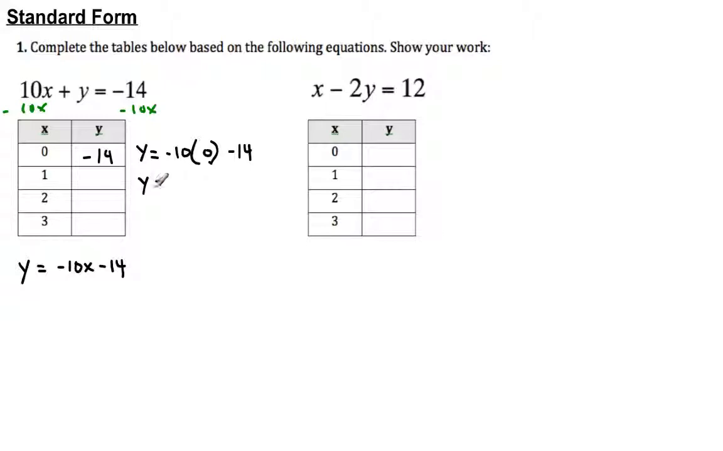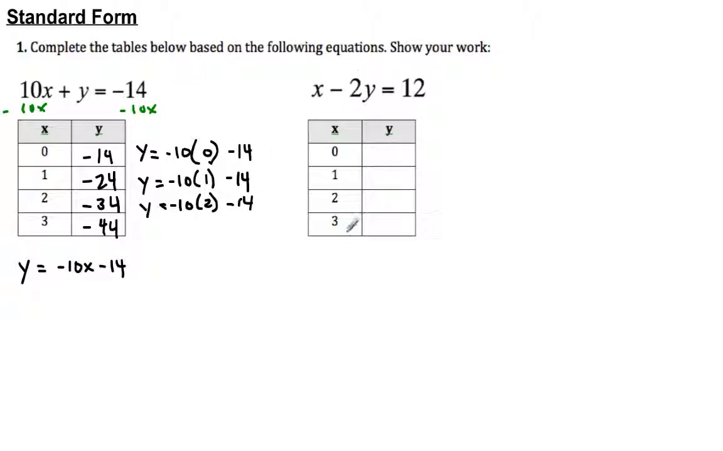Now we want to find y is equal to negative 10 times x is 1, minus 14. So negative 10 minus 14 is negative 24. Then y is equal to negative 10 times 2 minus 14. Negative 20 minus 14 is negative 34. Right, and you get the idea. This becomes negative 44.